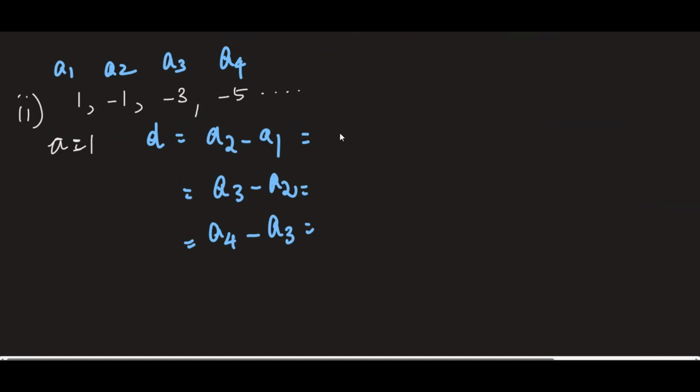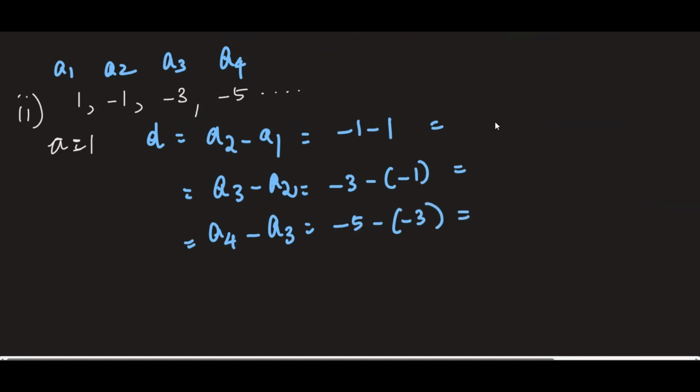What is A2? A2 is minus 1, minus 1 again. Okay. A3 is minus 3, minus A2, which is minus 1. So we will write within brackets. A4 is minus 5, minus of A3, which is again negative. So we will write that one also within brackets.